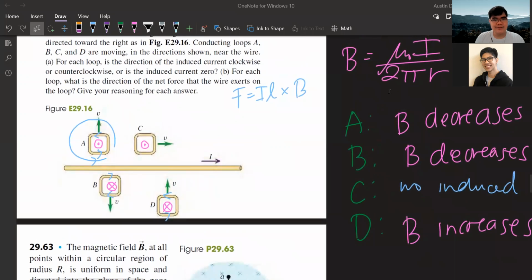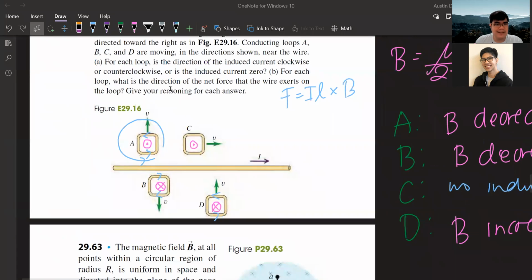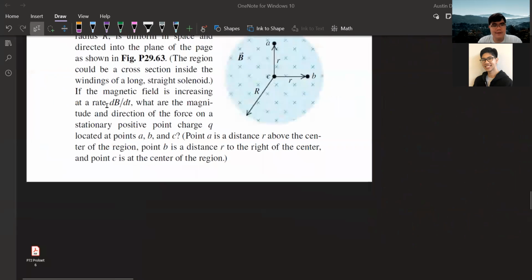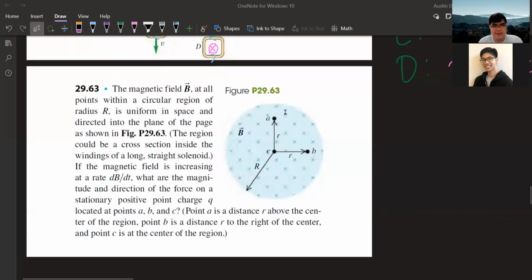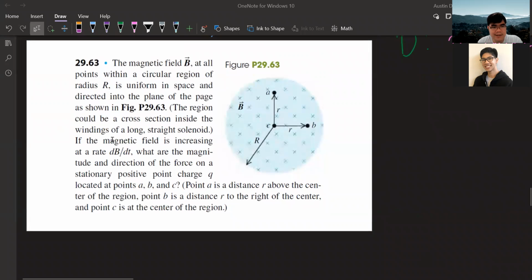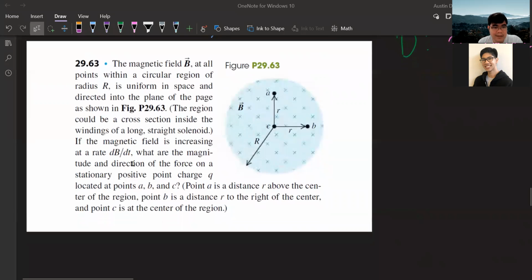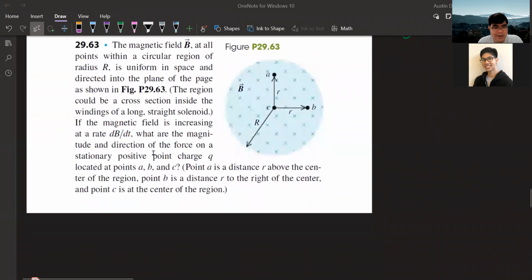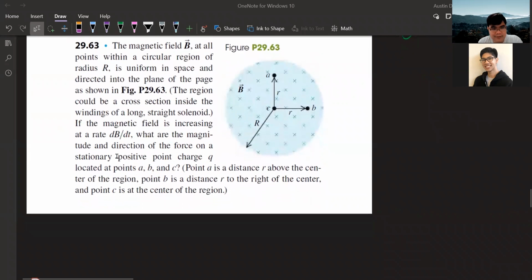So, ayan. Tapos na tayo sa problem na to. Okay, so dapat na-explain yun, no? Mga yun. So, give your reasoning. Okay. So, meron daw tayo, in this problem, meron daw tayong magnetic field in this region, circular region. Uniform in space. So, lahat dito sa region na to ay uniform, yung magnetic field. Then, if the magnetic field is increasing with the rate of dB over dt, what are the magnitude and direction of the force on a stationary positive point charge Q located at points A, B, and C?